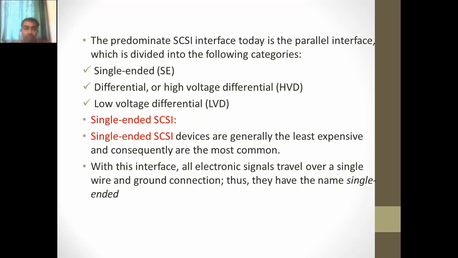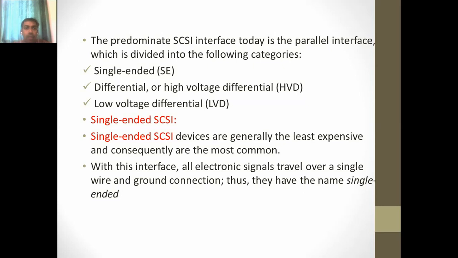The SCSI interface can be divided into different categories. One is single-ended, the second one is differential or high voltage differential, and the third one is low voltage differential. So the SCSI will be interconnected with these three main kinds of components.